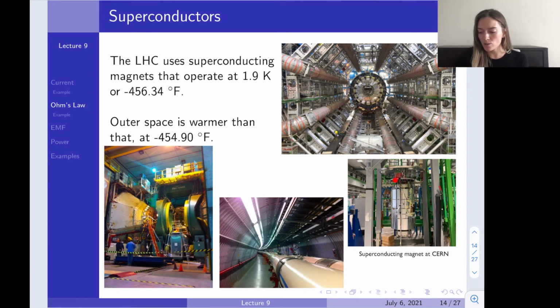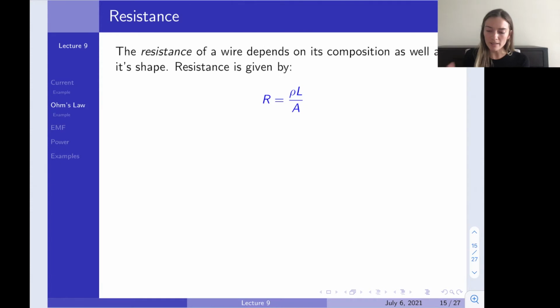So these are two pictures of CERN. This is the actual superconducting magnet at CERN. And these are two of my own pictures that I took at Brookhaven National Lab, which is on Long Island. This is smaller than CERN. It's only about 3 kilometers long, but it's still pretty big, obviously. So anyway, that's one use for superconductors. So now let's move on to resistance.